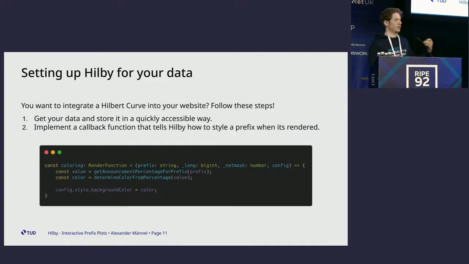So how does that work on the implementation side, if you wanted to do this? It's very simple. Hilby wants a callback function from you. It'll ask for a prefix, the one that the user is looking at, and it will give you a config object. In this config object, you can just tell Hilby, hey, this is the color I want, this is the background color I want, all the sorts of things that I want to see. And Hilby will just apply that to the image. So this is all the data work you as a data user would have to implement.